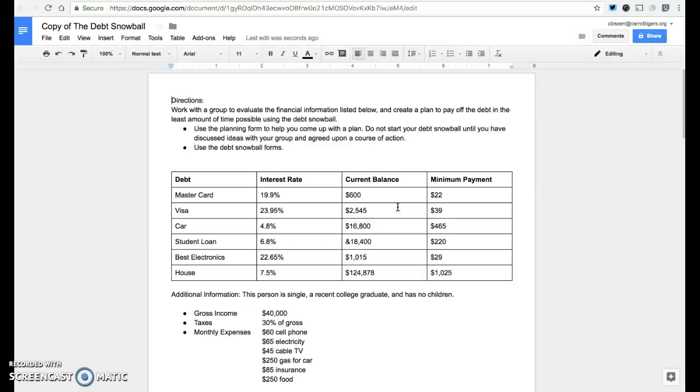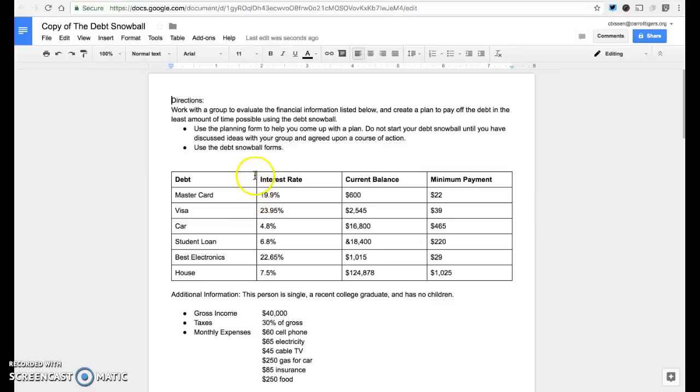So I think you guys on the video should have started learning a little bit about what the debt snowball is. It's a great way to pay off debt by using momentum. And so I'm going to just kind of explain it to you in my own words in case it didn't come across well in the videos, and then I'll kind of explain how to do this.